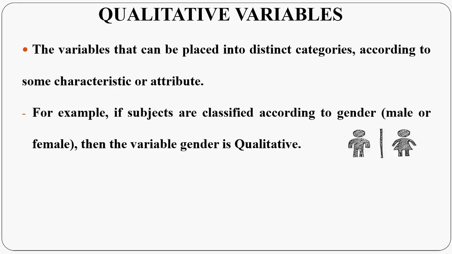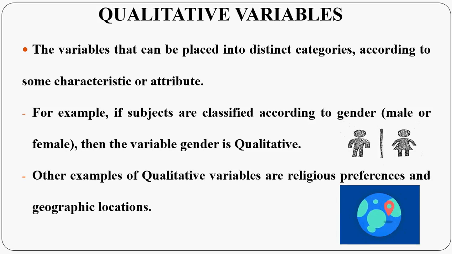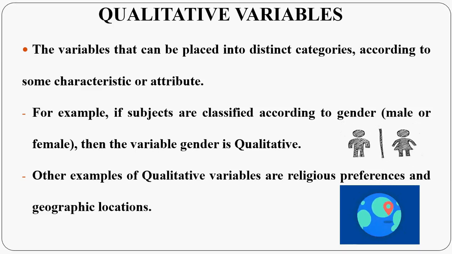So we need to understand qualitative variables are also called categorical variables. What does it mean? It describes data that fits into category. I will give you a further example like eye color. So eye color, what is a variable we can include? Blue, green, brown, hazel, black, etc. So this is an example to further understand qualitative variable. Other examples of qualitative variables are religious preferences and geographic locations. So here it talks about characteristic features. So in this way, we need to understand the meaning of qualitative variables.